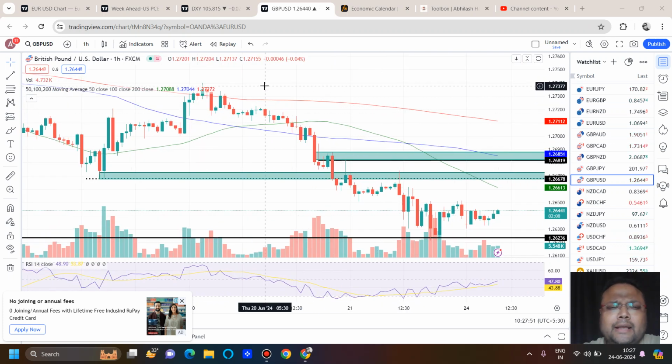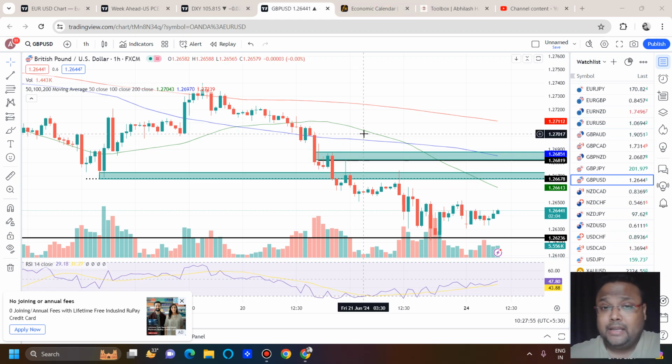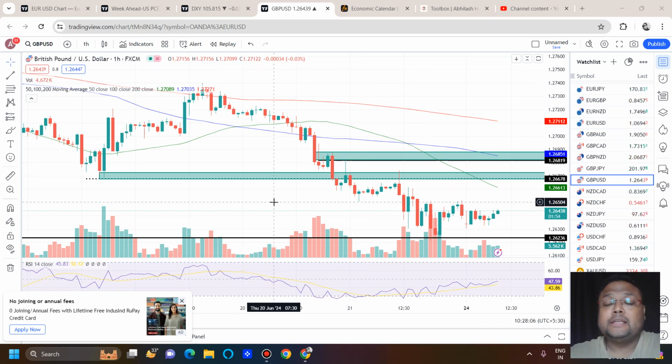But overall the market sentiment is not very positive, so that's why I'm not looking for any buy position personally. But if market sentiment changes by the US session or by tomorrow, then obviously it's a different chapter. But technically and fundamentally, things are not very positive for both Euro USD and GBP USD.